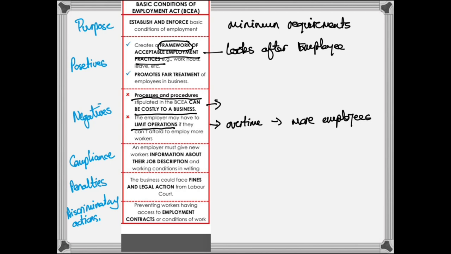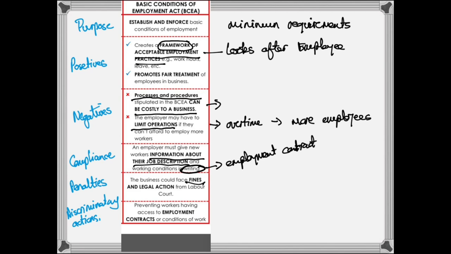So for compliance, an employer must give workers information about their job, their job description and the working conditions. And the important part here is it must be in writing, and that would then be your employment contract. So that is what you need to look at, the employment contract that there is.